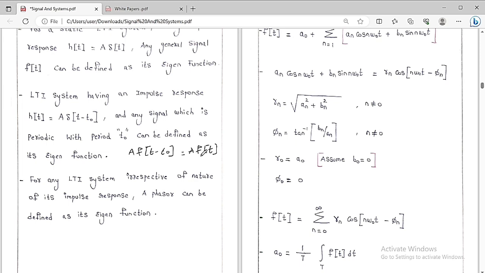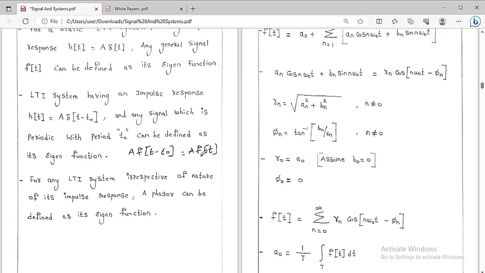And if you take the input as a periodic signal with the period of t0, then f(t − t0) is equal to f(t). So therefore, we can say all the periodic signals of period t0 are called the eigenfunctions for the corresponding system having the impulse response h(t) = a δ(t − t0).